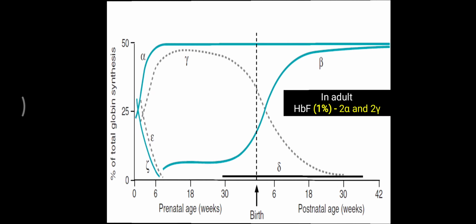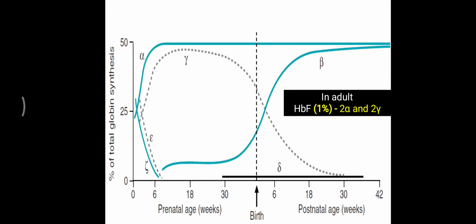So what is the significance of fetal hemoglobin, and how does the fetal to adult hemoglobin shift occur? That we will look at in this video, as well as the genetic basis of the shifting of fetal hemoglobin to adult hemoglobin. That we will try to understand from this picture. This picture shows different globin chain production in the prenatal as well as postnatal age. Prenatal age means embryonic life.